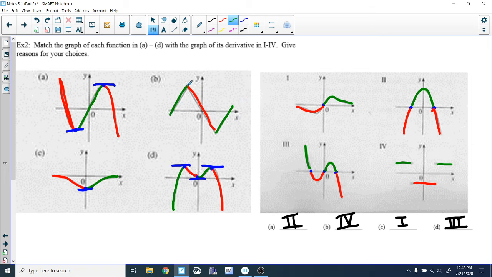Another reason that this one definitely makes sense is that this is a piecewise linear function, right? It's made up of 3 pieces that are all lines. And so the derivative should be made up of piecewise constant functions. Does that make sense? Constant slope in this interval, different constant slope in this interval, constant slope in this interval. And that's what you see here.